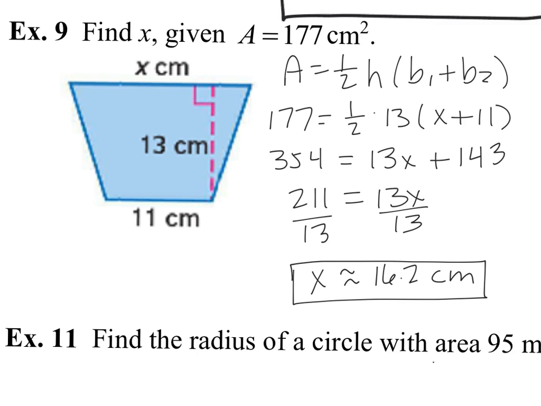Okay, there we go. Just like magic, I fixed the mistake. So when I multiplied 13 times x and 13 times 11, we'd get 13x plus 143. And then here's the rest of the algebra. And x turns out to be approximately 16.2 centimeters.